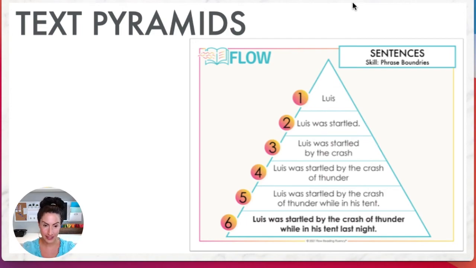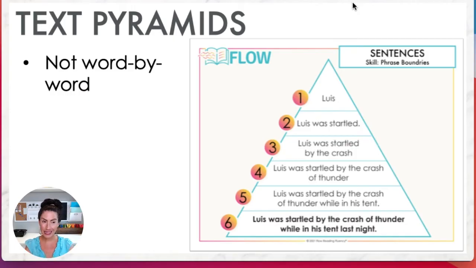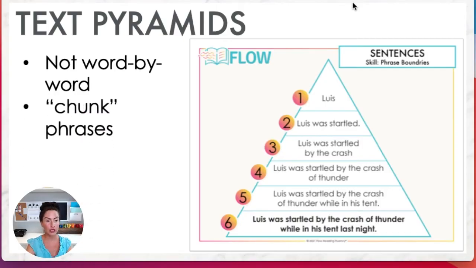You can do sentences. And with sentences, unlike the phrases, it is not word by word, because remember, we don't want students reading word by word for sentences. We want them scooping up phrases. And so what you'll do is you will chunk the phrases by line. So if you look, it's Louis, and then Louis was startled. So was startled would be the verb phrase, and then that's a complete sentence, so you can put a period there, but then you can move on to it.